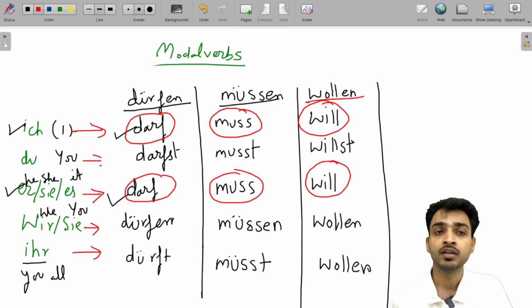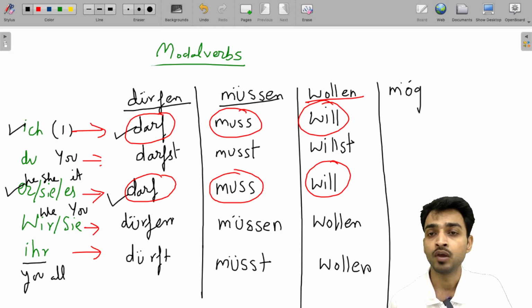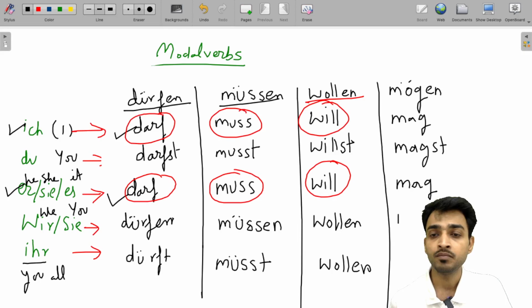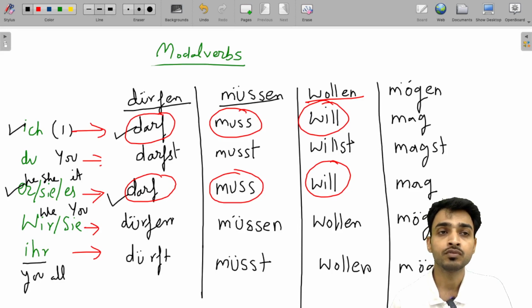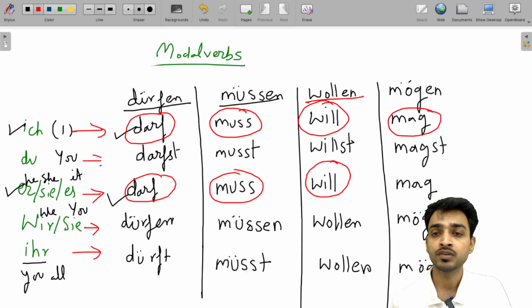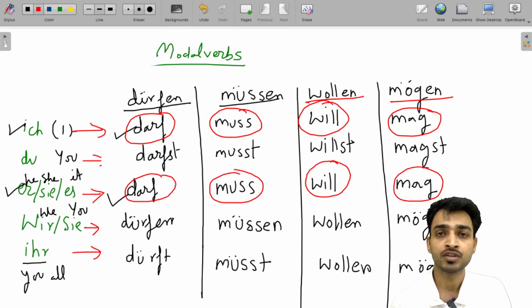And now we come to our next and the last modal verb, which is called mögen. O umlaut. Mögen means to like. Ich mag. I like. Du magst. Do you like. Er mag. Again third person. And wir mögen. We like. And here ihr wollt. Here ihr mögt. This is our mögen conjugation. And here also first person and third person are the same. So these are the modal verbs. Please note down. And we come to the sentence formation now.